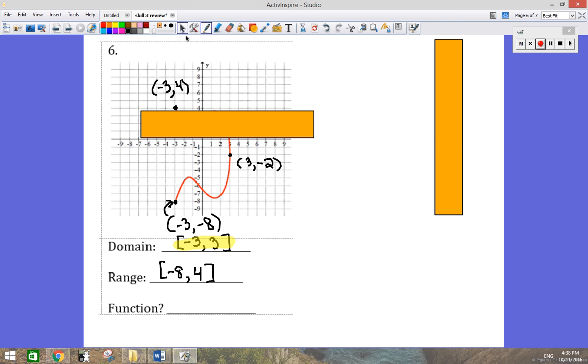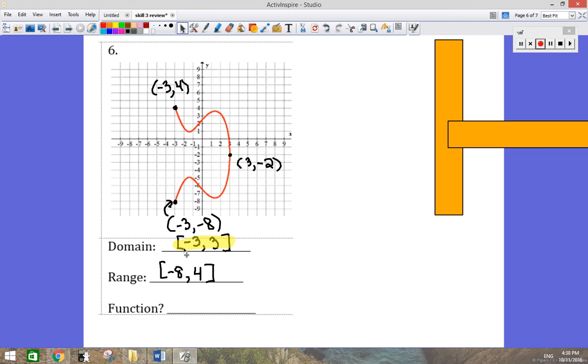And so there's the domain and the range for this relation. This is a set of x values. This is a set of y values. Now, is this relation a function? Does it pass the vertical line test? Well, I can find a vertical line that intersects my graph in more than one place. So it fails. If it fails the vertical line test, it fails to be a function. This relation is not a function.